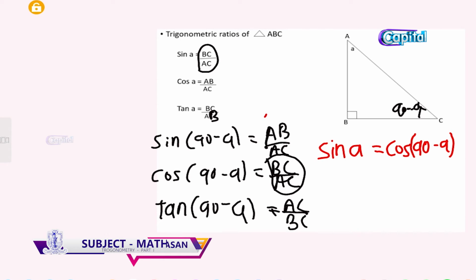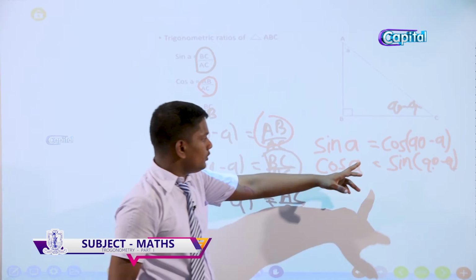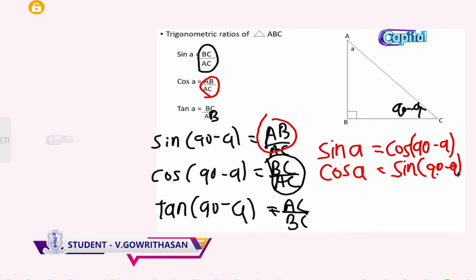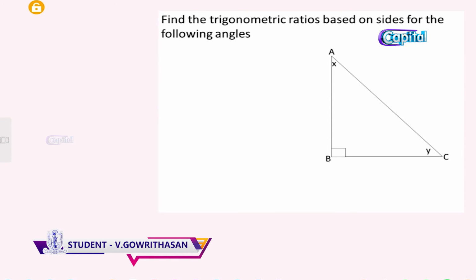And this value and this value are equal, so write cos A is equal to sin 90 minus A. These two equations will be important for us when doing questions, so remember these equations. Let's move to the next. Write the functions for the angle x and y. The more questions you do, the more familiar and easy to remember it becomes.